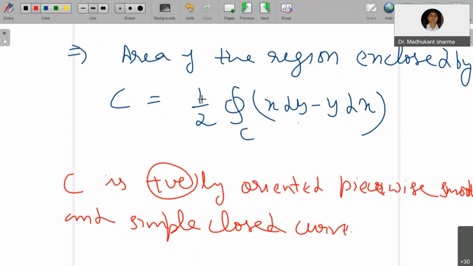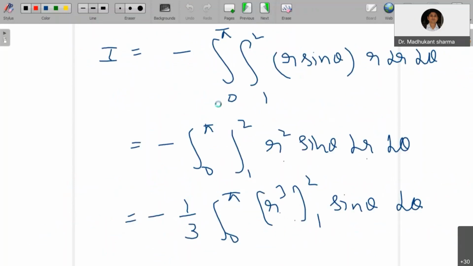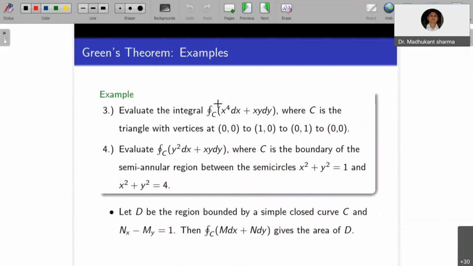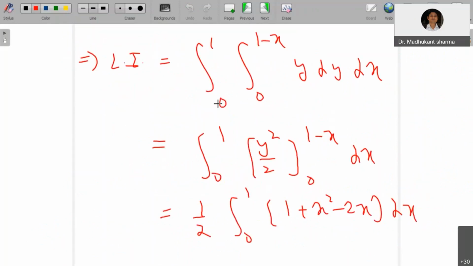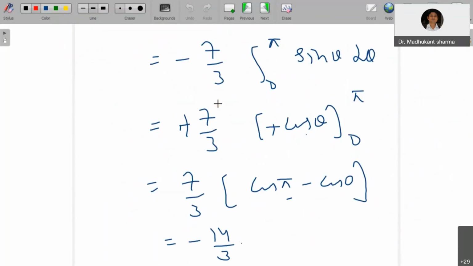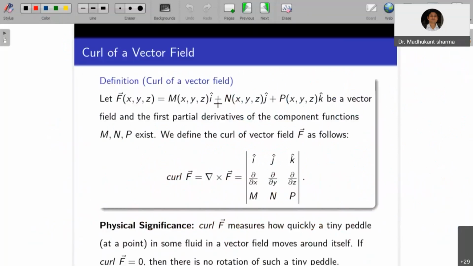Okay, so this is another way: with the line integral also you can look at the area of the region. So this is what we had regarding Green's theorem. Now let's define the important entities in 3 dimensions, the curl and divergence of a vector field, and then we will end.